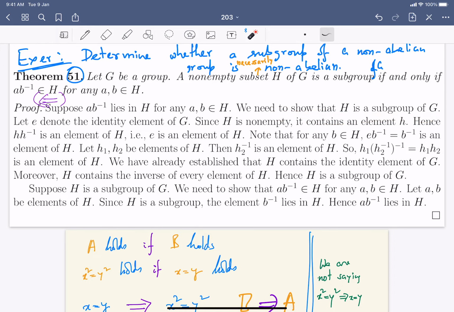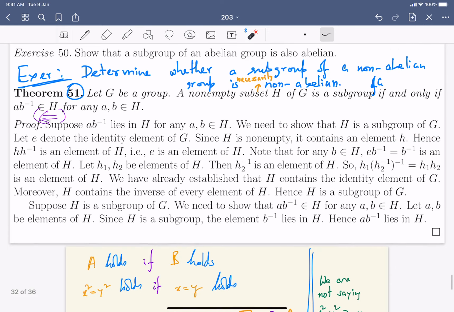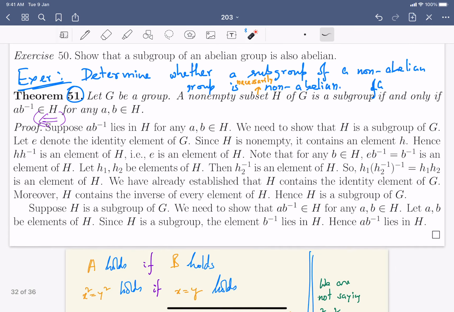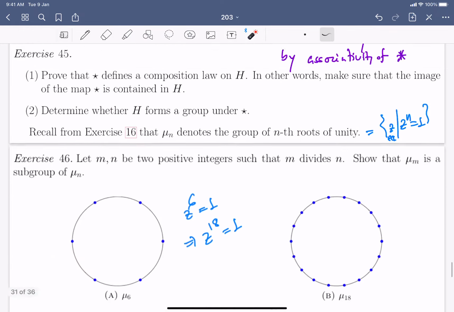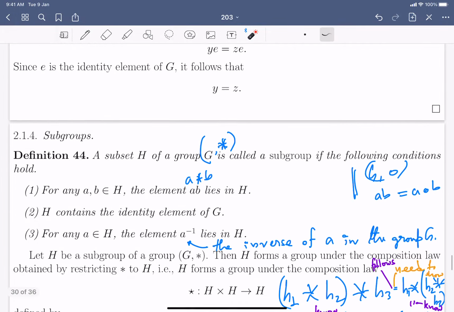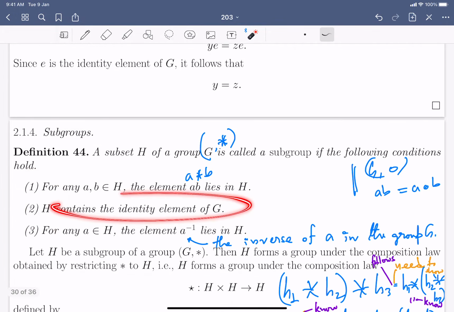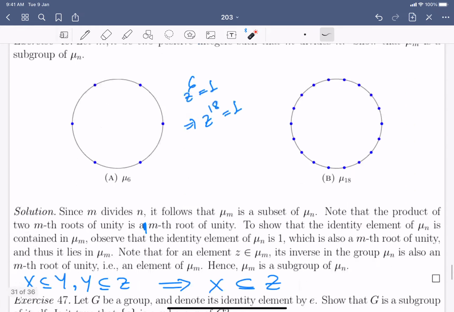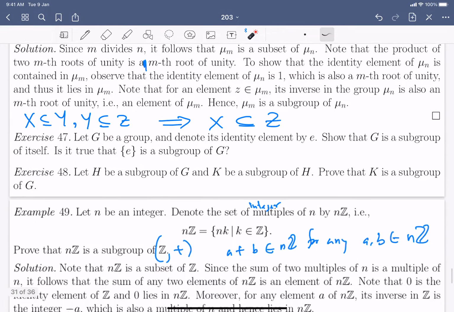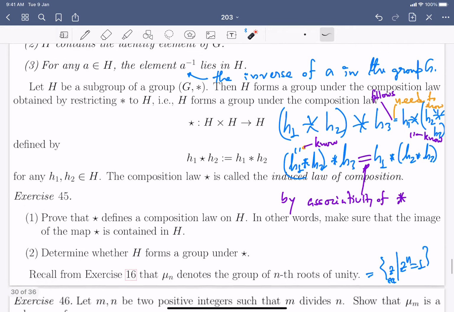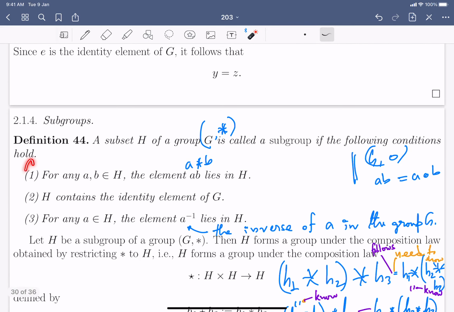So there are a few tasks to do. There is condition 1 and condition 2 and condition 3 to verify. So we'll first start with condition 2, okay? So we are allowed to do it here. Do you know some instance where we are not allowed to jump onto the second or third or maybe fourth condition before verifying the first or second one?